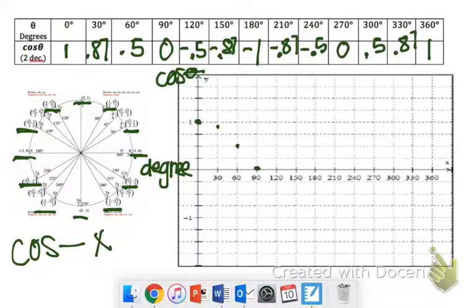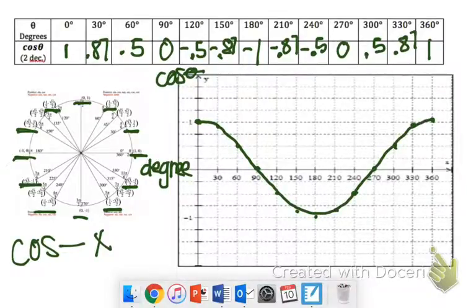At 120, it's negative 0.5, so I'm going to go down 0.5. At 150, it's negative 0.87, which is about right there. At 180, it's negative 1. At 210, it's negative 0.87 again. At 240, it's negative 0.5. 270 is 0. 300 is 0.5. 330 is 0.87. And then 360 is 1. So we have all those dots. Now we're just going to connect them to create our cosine curve. So this is going to go down, and it's just going to come back up.